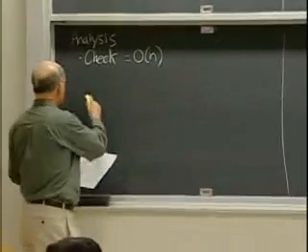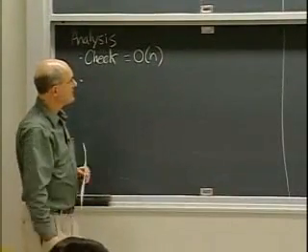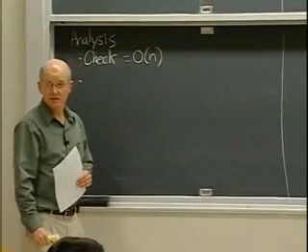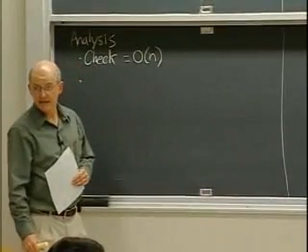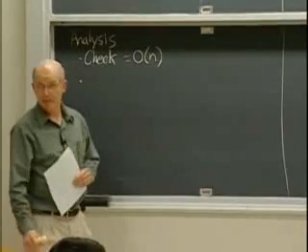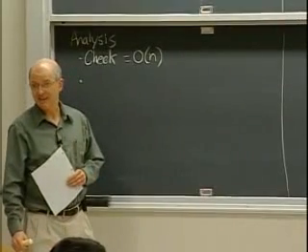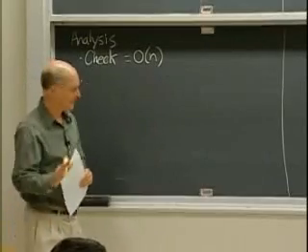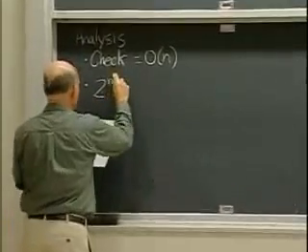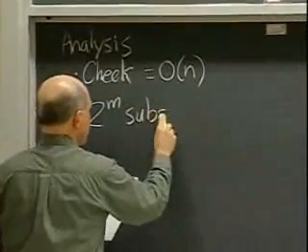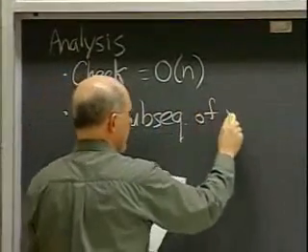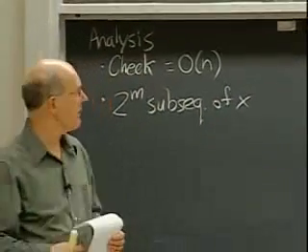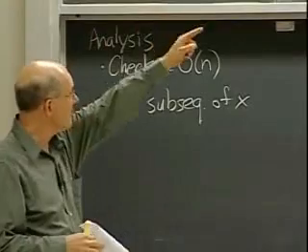Okay, then the second thing is how many subsequences of x are there? 2 to the n? X goes from 1 to m. 2 to the m. Subsequences of x. Okay, 2 to the m. There are 2 to the m subsequences of x. Okay, one way to see that, you say, well, how many subsequences are there of something there?